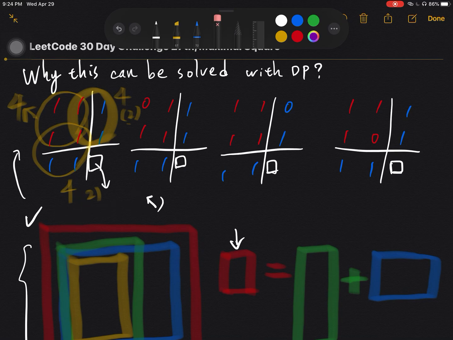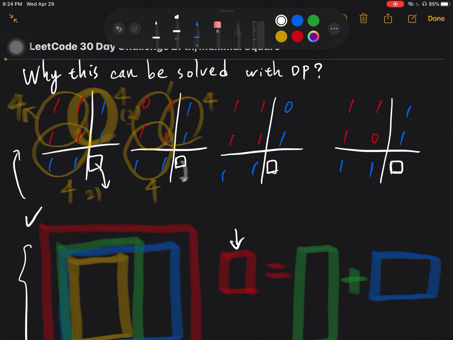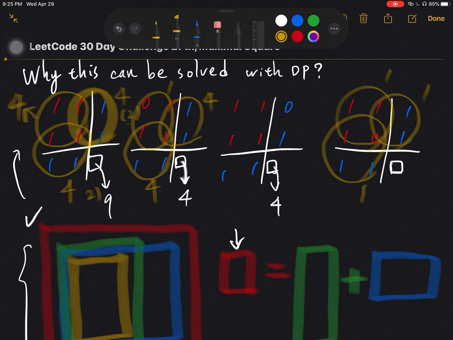Why? Because as you can see from the second one, this one is 4, but this one contains only 1 and this one is 4. So the bottom right one cannot be 9. It must be 4. This is 9. And so for this one. And for the last one, because this one only contains 1, because none of them can form a square. This one is 1, this one is 1. So finally, the value for the bottom right corner will only be 1.